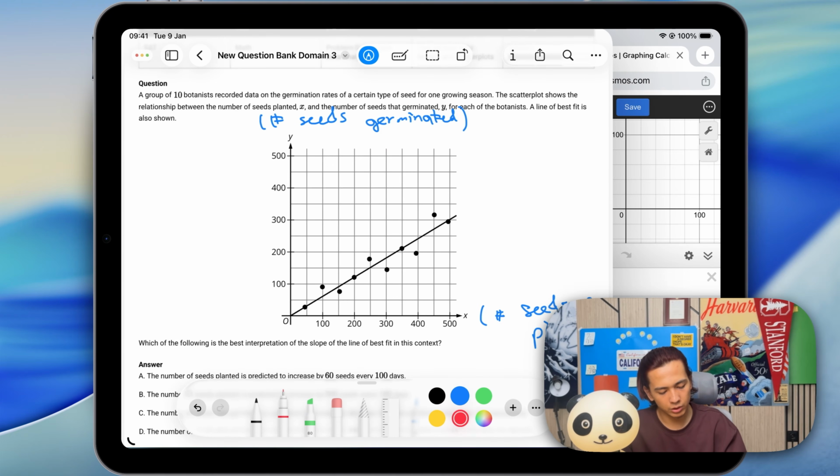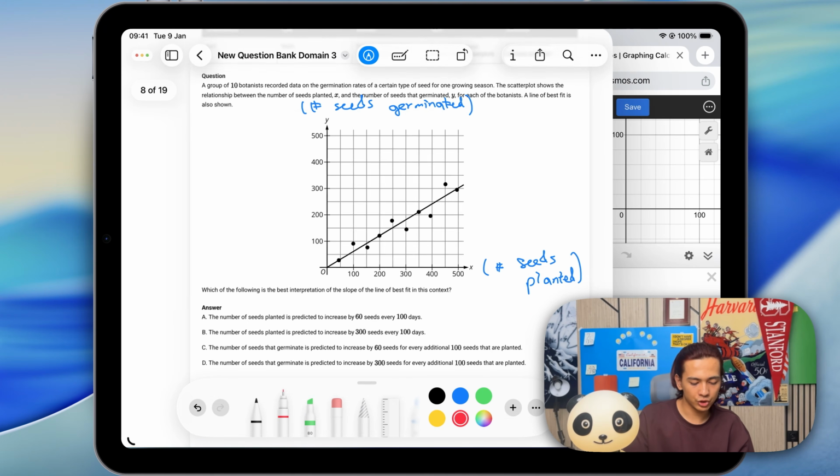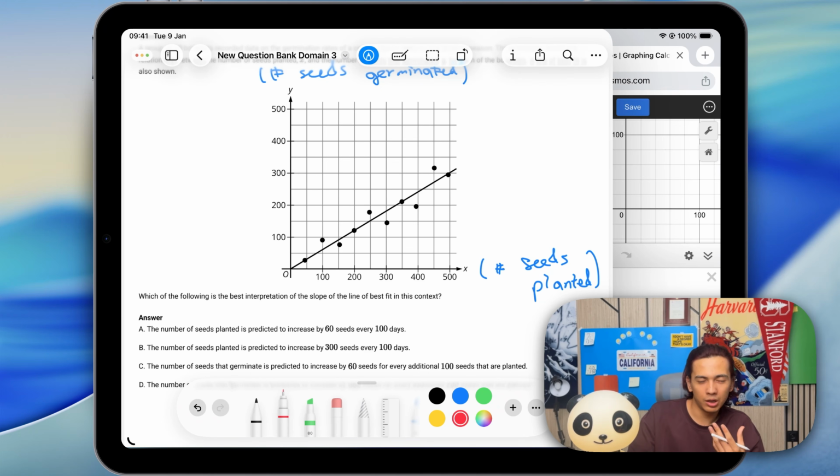Okay, I have this relationship here. Yeah, it does make sense. The more seeds you plant, the more germination you're going to get. It's as simple as that, right? Yeah, we do have a positive relationship here. It wouldn't make sense to have a negative or no correlation here, right? Which of the following is the best interpretation of the slope of the line?